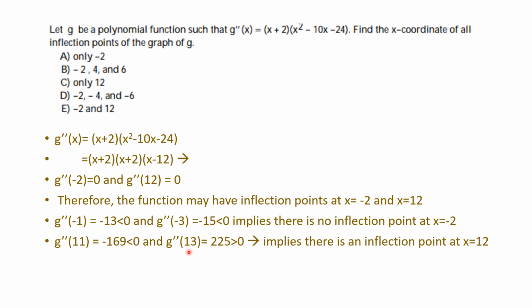So there is a change in the concavity around x equal to 12. Therefore, the implication is that an inflection point is at x equal to 12. There was none at x equal to -2 because there was no change in the concavity around x equal to -2. So the summary is that the correct answer is C, where it says only 12 is an inflection point. -2 is not an inflection point.